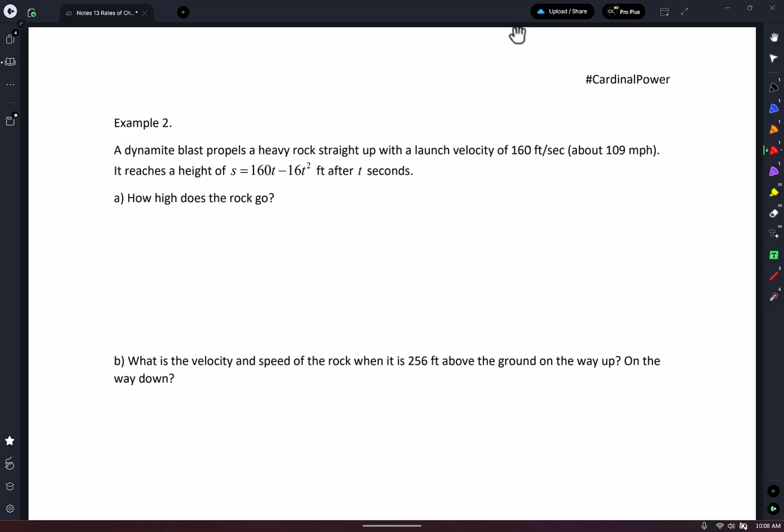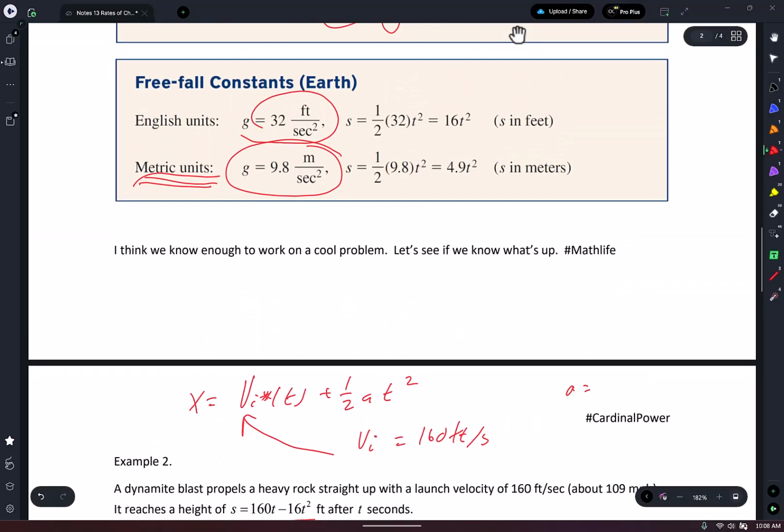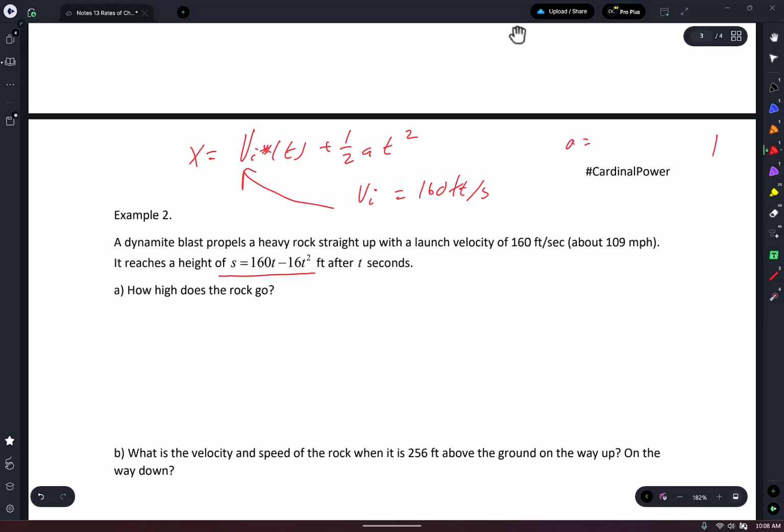By the way, guys, this formula comes from somewhere. Do you remember when you had velocity initial times time, plus one half a t squared? Do you guys remember that? Check it out. Velocity initial, in this case, is 160 feet per second, so this is the velocity initial times time. And then the acceleration due to gravity, we're using this one, but we're going to say that down is negative. Down is negative, so negative 32 feet per second squared.